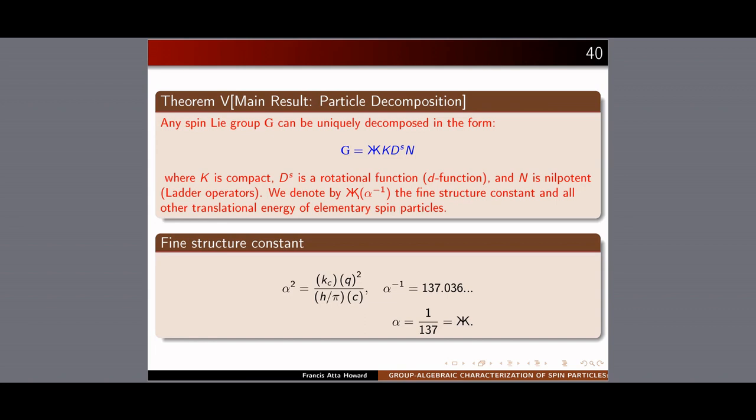Any spin Lie group G can be uniquely decomposed in the form G is equal to the alpha, that's the fine structure constant symbol, is the Russian symbol. I think you best understand this symbol more than myself. The K, which is the compact, the D, which is the diagonal or the rotational function, with S being the spin or the quantum state of the spin, and the N being the nilpotents or ladder operators.